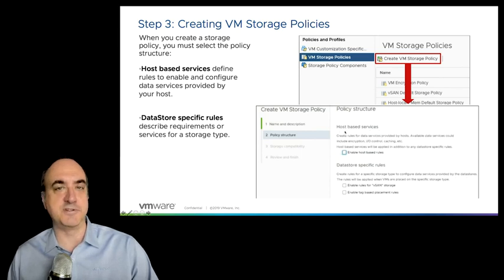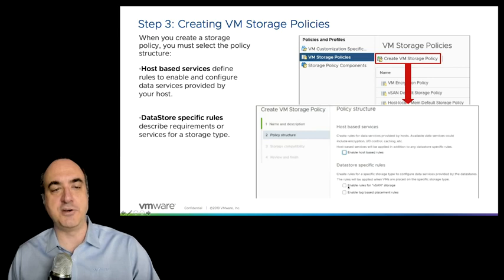These are your IO filters or your data services, right? As it says here, create rules for data services provided by hosts, right? So if I would like to add one of those, I can select this checkbox. And down here, datastore specific rules. These are the placement policy rules that we can apply.